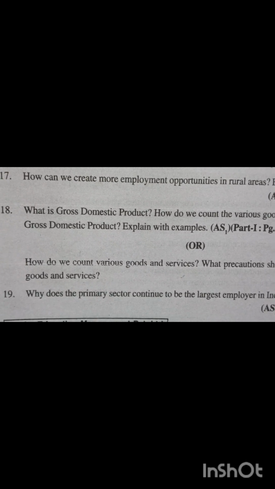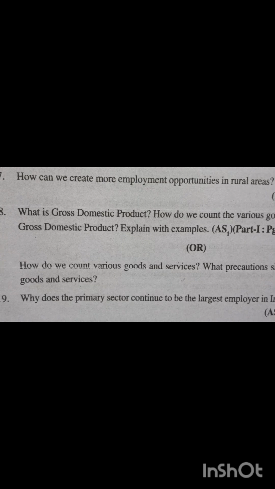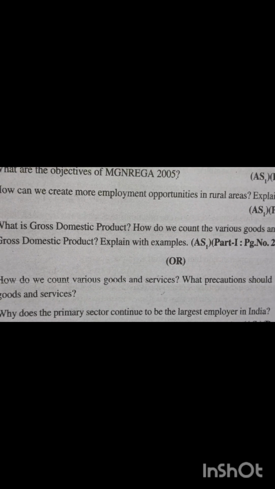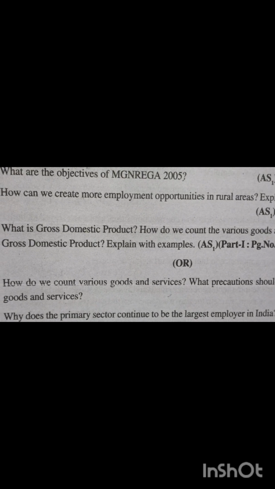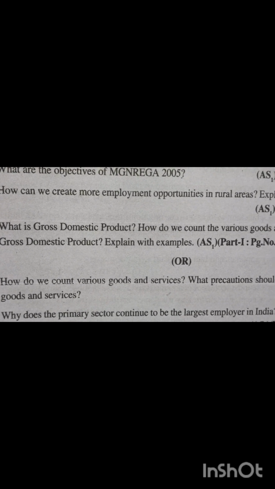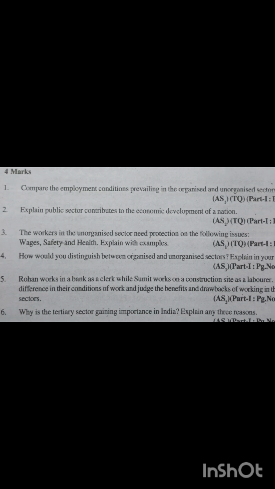19th one, why does the primary sector continue to be the largest employer in India? We are going to take the 4-mark questions now, the 4-mark questions from lesson number 2 of economics.